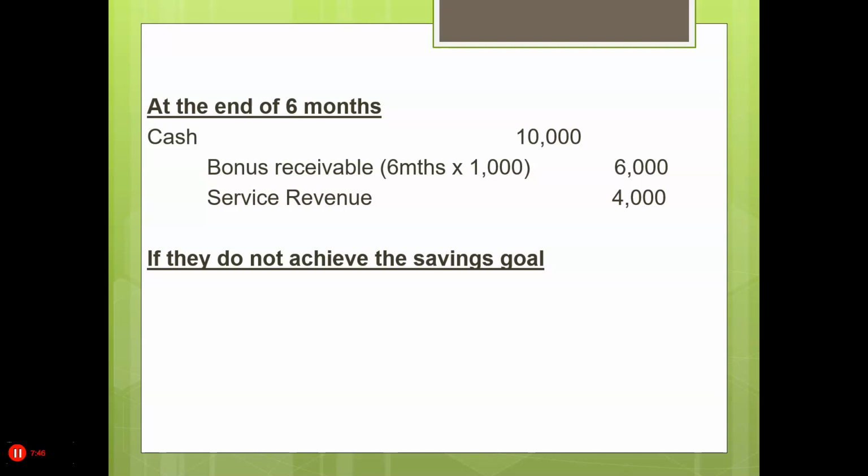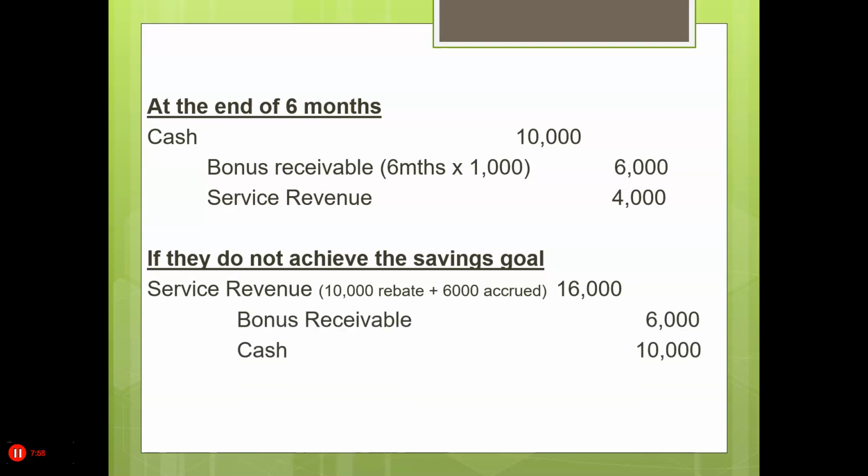Now, if they do not achieve the savings, service revenue is going to be reduced by $10,000 plus the amount accrued, and bonus receivable will be removed, and we'll book the cash that we have to pay them back of $10,000. That concludes part 3.